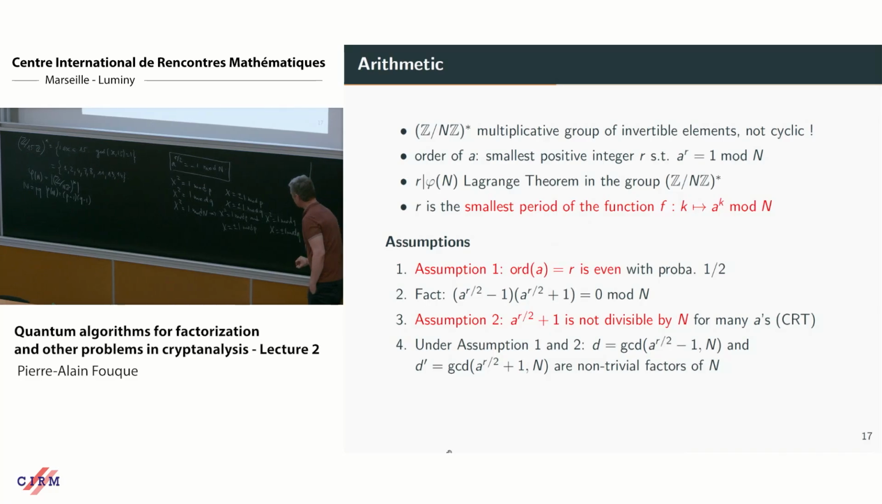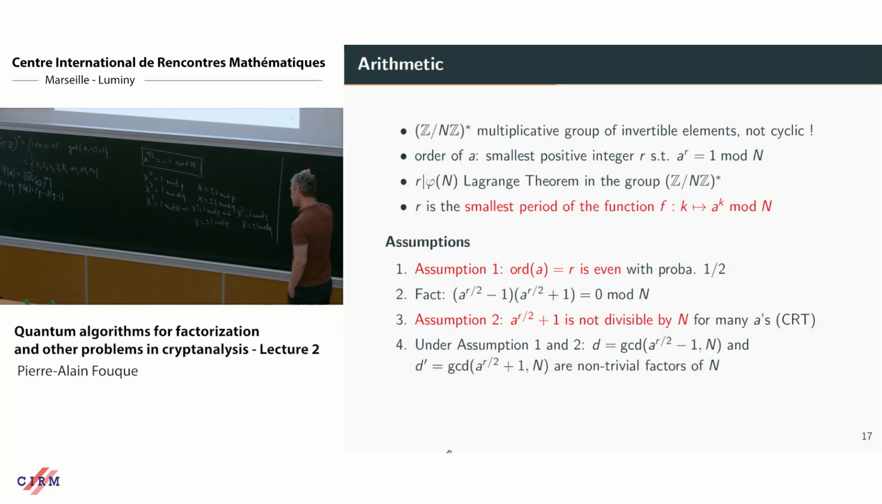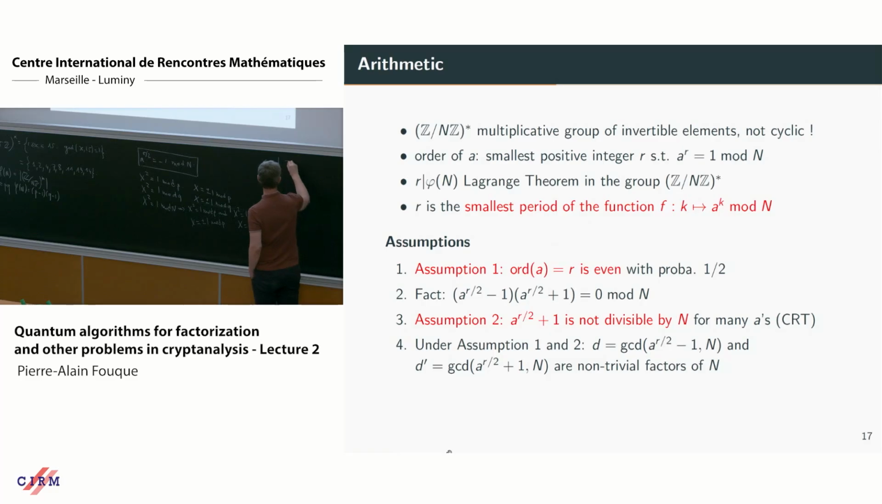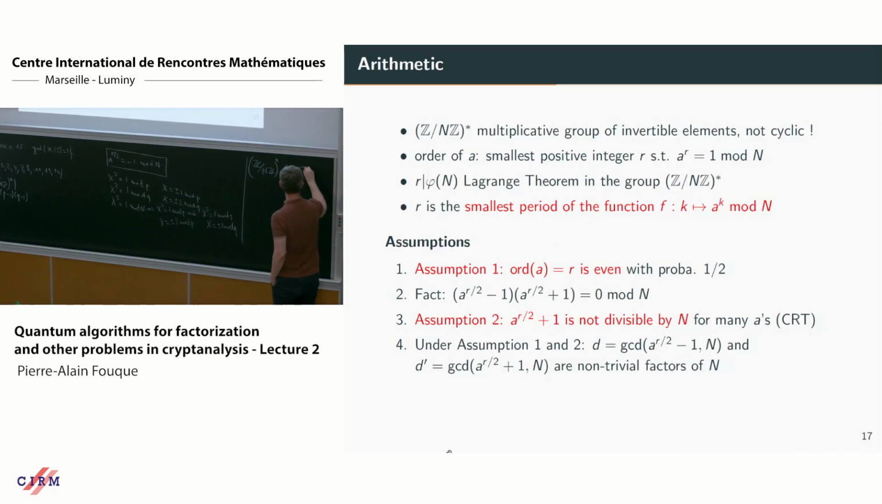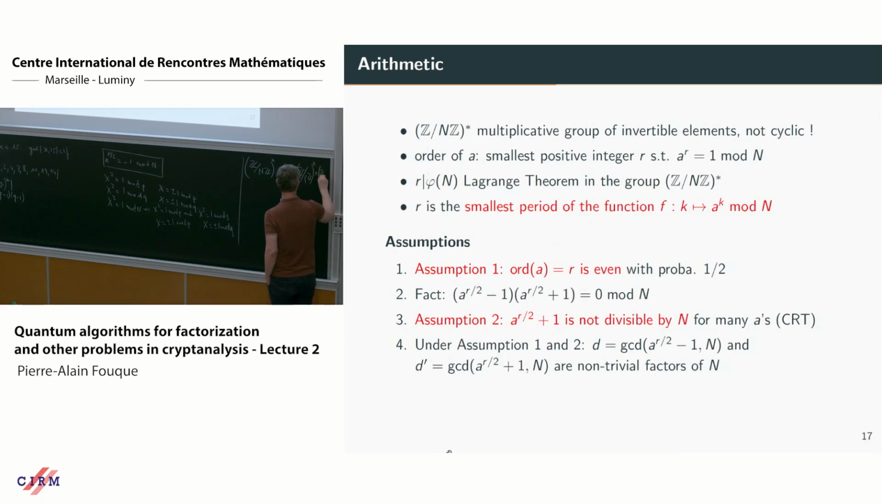So before going into the detail, let me just remind you of something that is very useful. It's called the CRT theorem, that says that, in fact, you have an isomorphism between this and this. Okay? And what does it mean in particular? It means that if we look at, for instance, this case, we can write all elements in this set as a pair of elements, mod p and mod q.